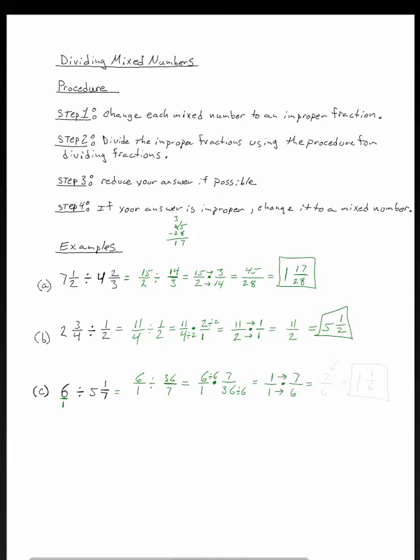Multiply straight across. 1 times 7 is 7. 1 times 6 is 6. And since this is improper, the numerator 7 is larger than the denominator of 6, we can say 6 goes into 7 once, and then there's going to be a remainder of 1, because 7 minus 6 is 1. So it's 1 1/6.